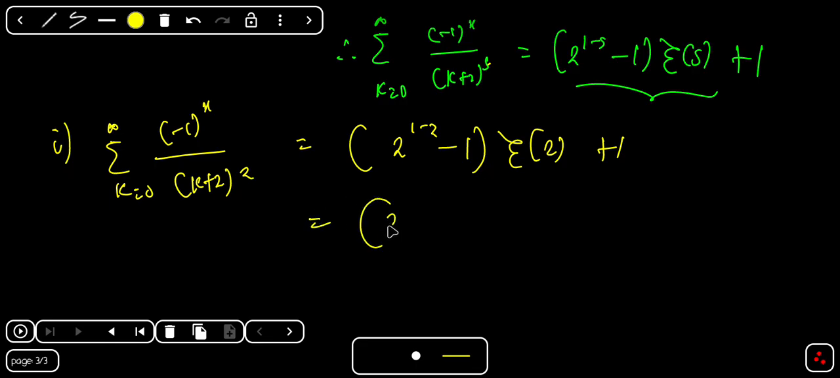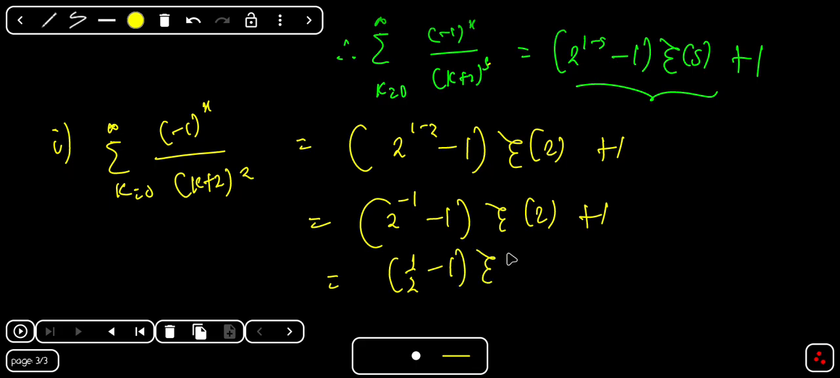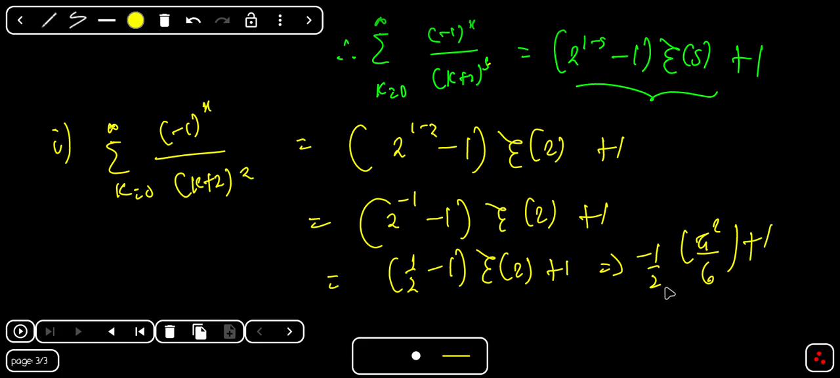So this would be 2 raised to the power of minus 1 minus 1 multiplied by zeta of 2 plus 1. So 2 raised to the power of minus 1 will give us 1 over 2. So we have 1 over 2 minus 1 multiplied by zeta of 2, then plus 1. And don't forget zeta of 2 is pi squared over 6. And 1 over 2 minus 1 will give us minus 1 over 2 multiplied by pi squared over 6 plus 1. Okay, 2 times 6 will give us 12. So you can bring 1 to the front. So this will be 1 minus pi squared over 12. And that will be the answer to that beautiful sum.